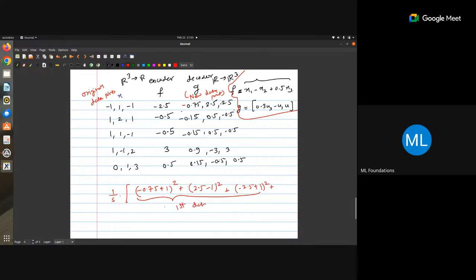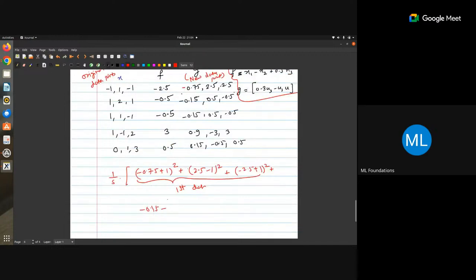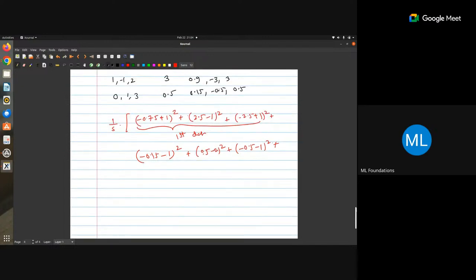Similarly, you have to do it for the second, which is -0.15 -1 square + 0.5 -2 square + -0.5 -1 square. Plus third, fourth, fifth. So you just do the calculations. I'm not going to do that, but don't worry about it. In quizzes, we'll not ask calculations which are very difficult to do.